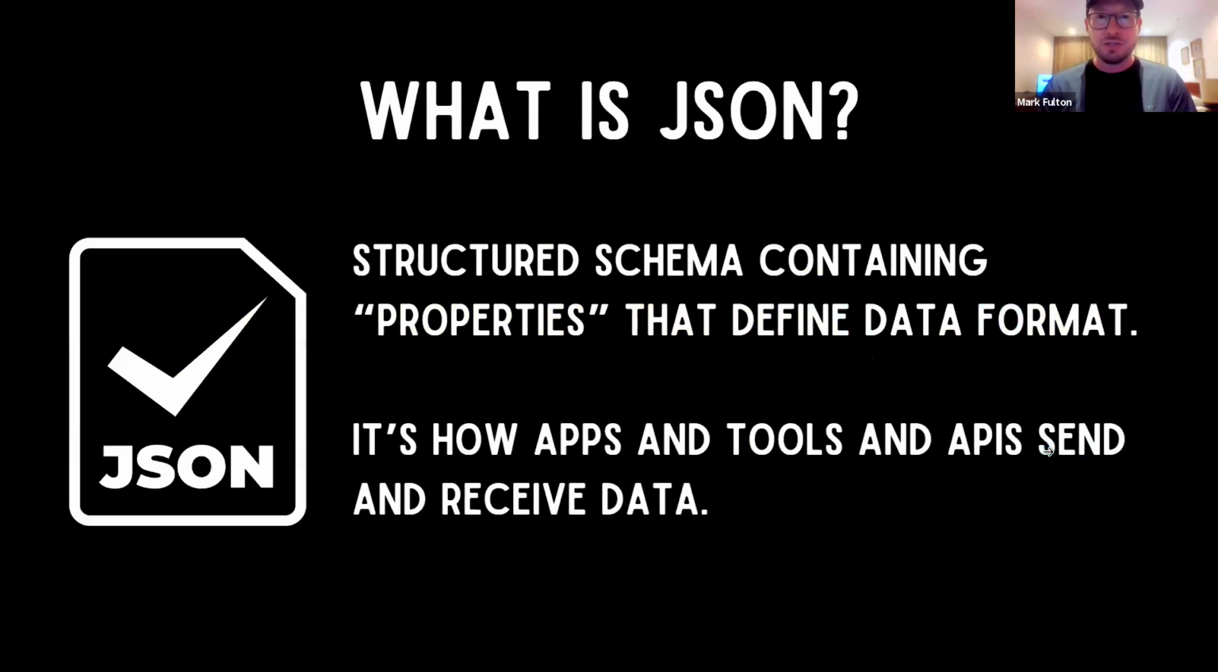So JSON is a structured schema containing properties, items in a defined data format. It's basically the most popular way that apps and tools and APIs send and receive data. So it's not technically code, it's more of a structured data format.